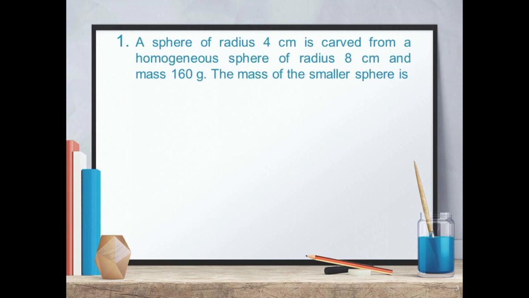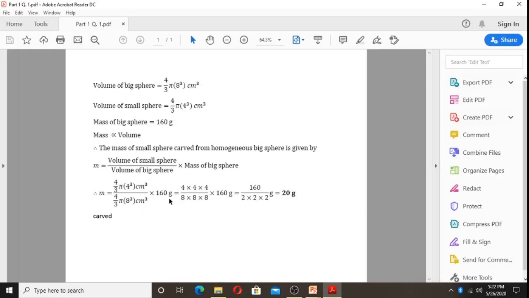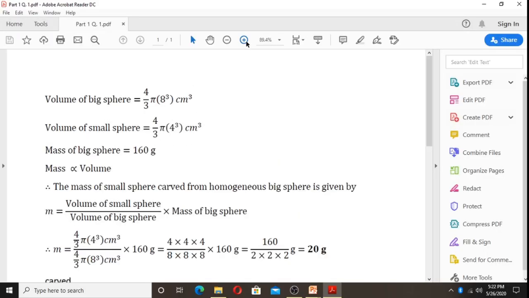First question is, a sphere of radius 4 cm is carved from a homogeneous sphere of radius 8 cm and mass 160 gram. The mass of the smaller sphere is, there are 4 options, 80 gram, 60 gram, 40 gram and 20 gram. The correct answer is 20 gram. See how that answer arises.